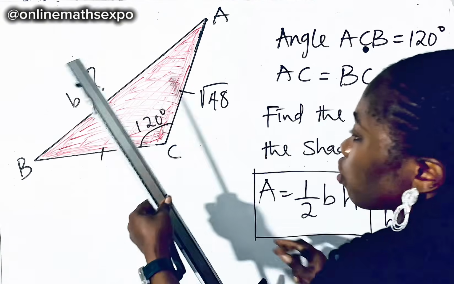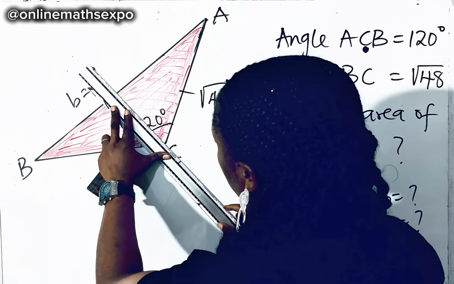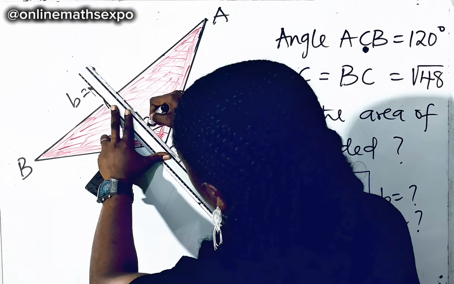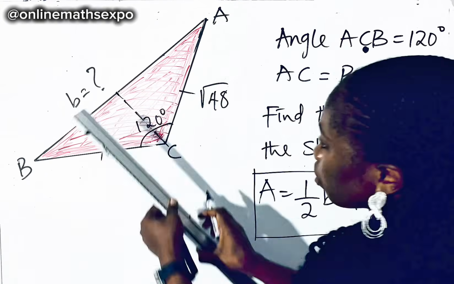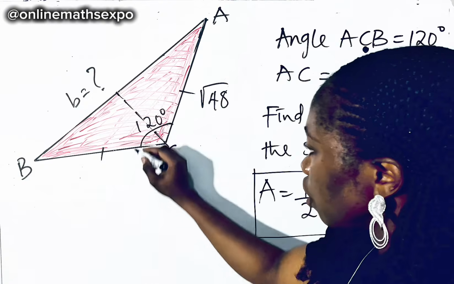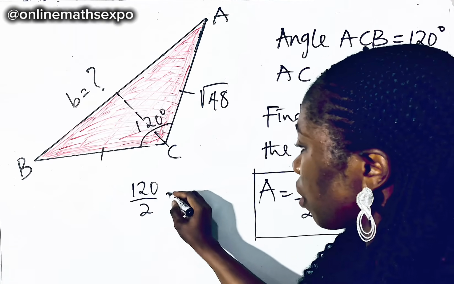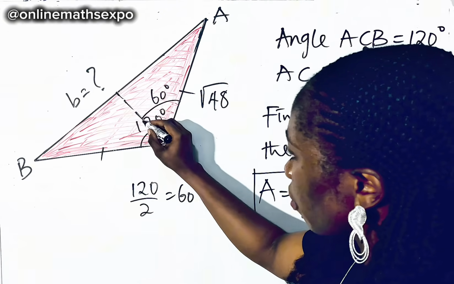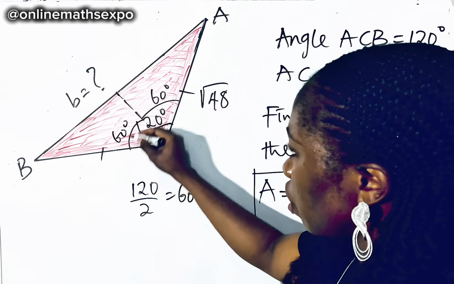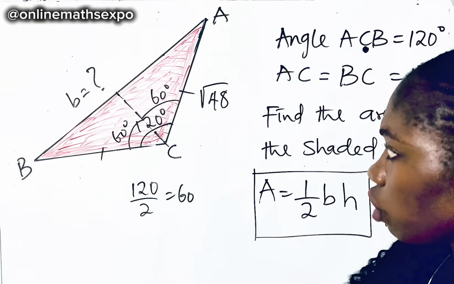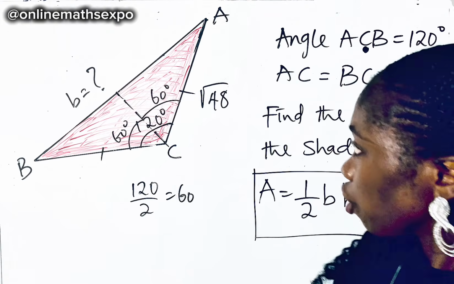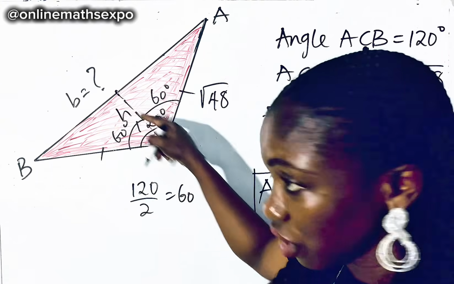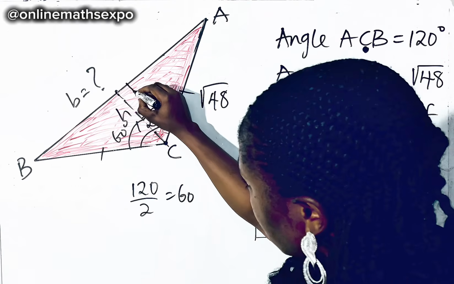So if you do that, this is what we have. We are going to bisect this shape. When you do that, this angle here is going to be 120 divided by 2, which gives you 60. So the angle here is 60 degrees. Automatically, this is also 60. So when you add them, it gives you 120. What other information do we need to know? Since this line from here to here becomes the height of this shape, it means there is a right angle at this point.